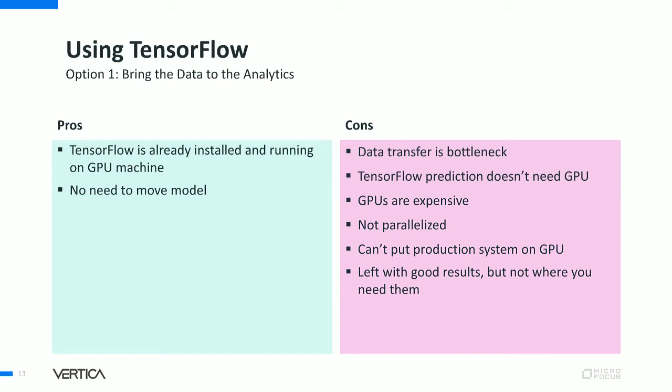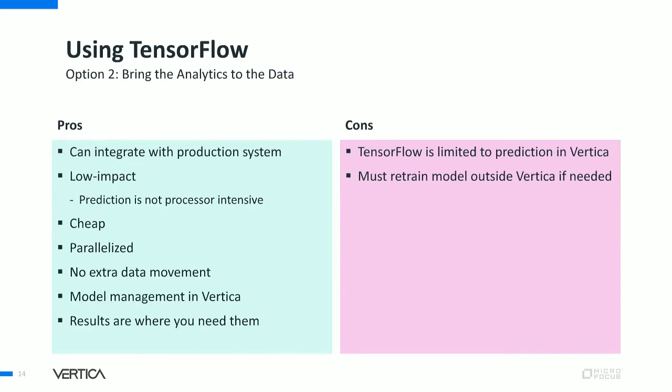It is not parallelized because you just have one GPU machine. You can't put your production system on this GPU, as we discussed. And so you're left with good results, but not fast and not where you need them. So now let's look at the second option.